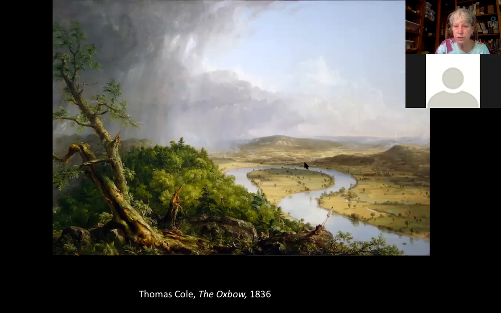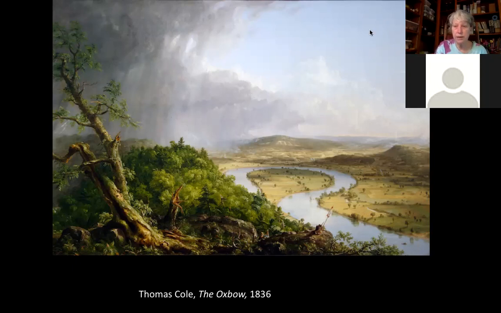So let's see what is romantic about this. Well, first, just the subject matter, the landscape is inherently romantic. So the landscape had not really been an important topic of serious painting until the 19th century. Well, it had in China, as we saw in the earlier lecture.